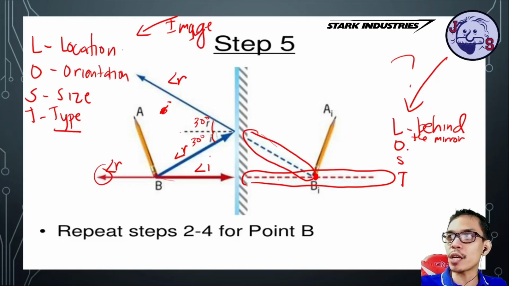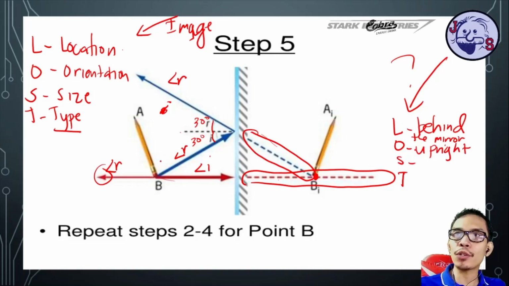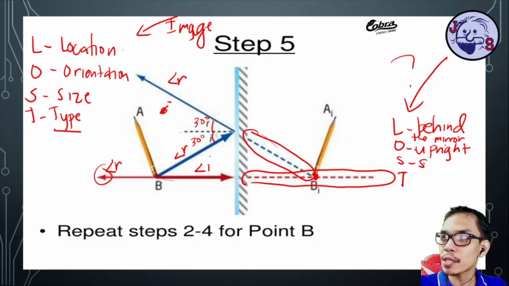Next one. What is the orientation? As you can see, the object is not upside down, so it is erect or upright. Next one. What is the size of the object? Did you see some distortion with regard to the size of the object? Did you see some changes happen to the object as we put it in the plane mirror? There's none, so same size.